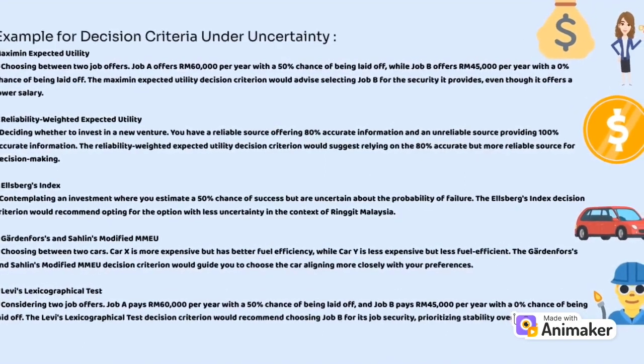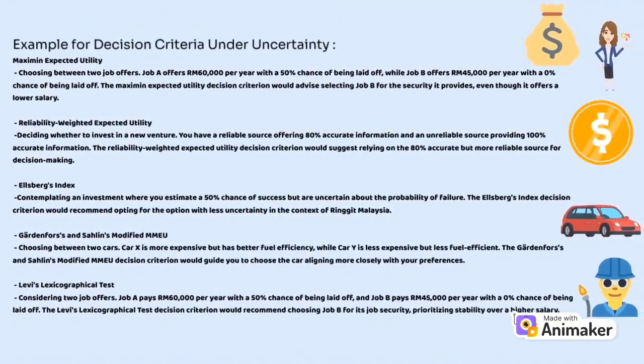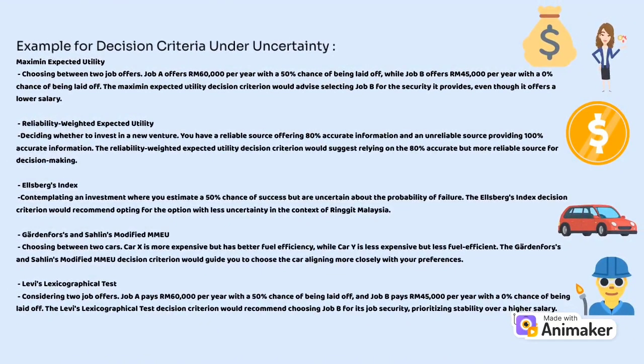Example of decision criteria under uncertainty. 1. The maximum expected utility decision criterion. The example involves choosing between 2 job offers. Job A offers RM60,000 per year with a 50% chance of being laid off, while job B offers RM45,000 per year with a 0% chance of being laid off. The maximum expected utility decision criterion would advise selecting job B for the security it provides, even though it offers a lower salary.